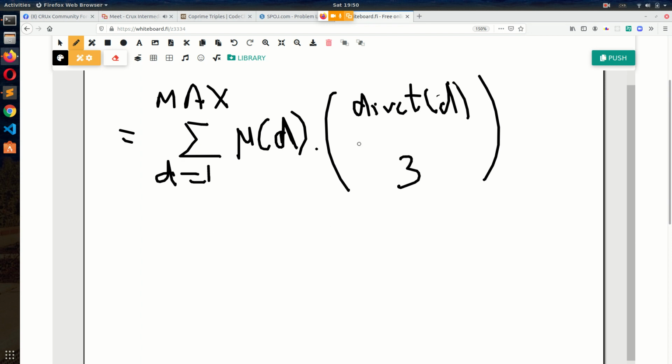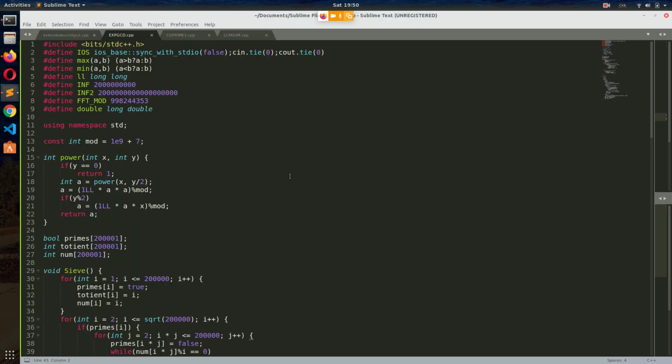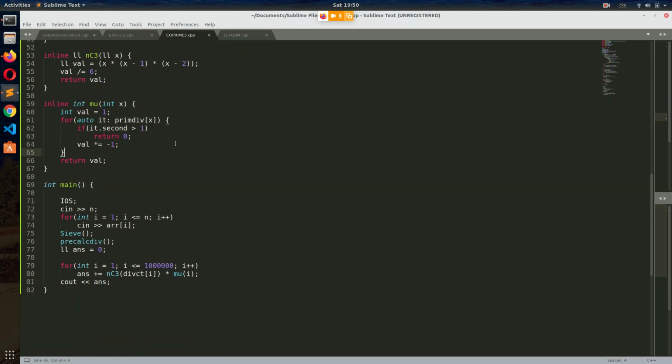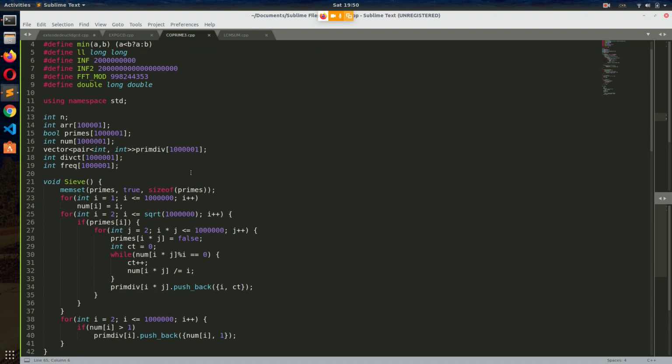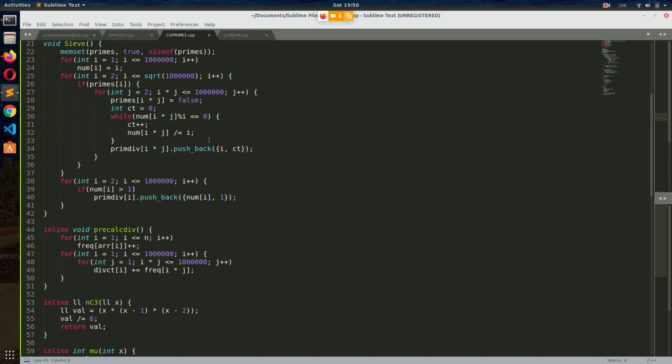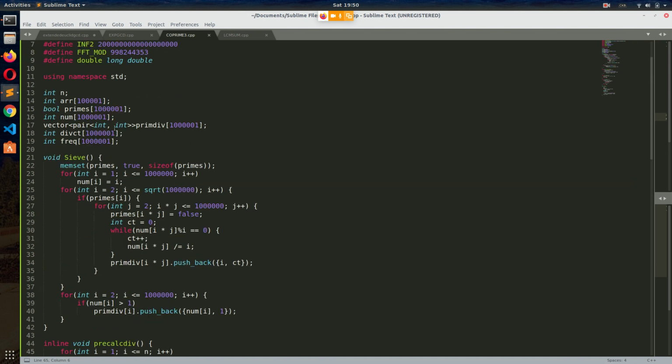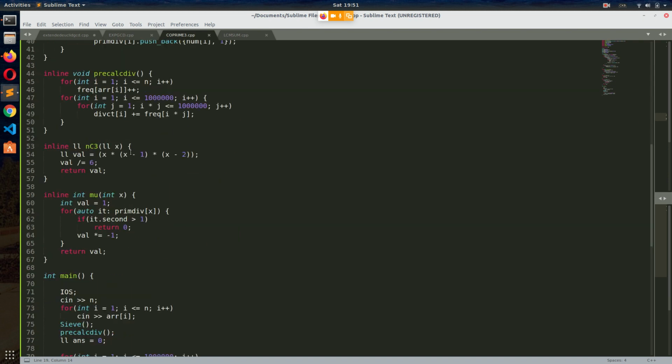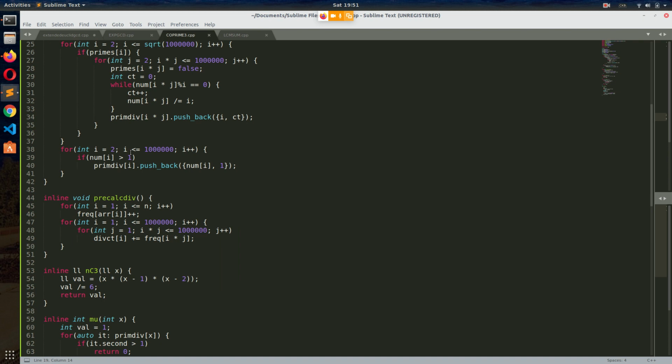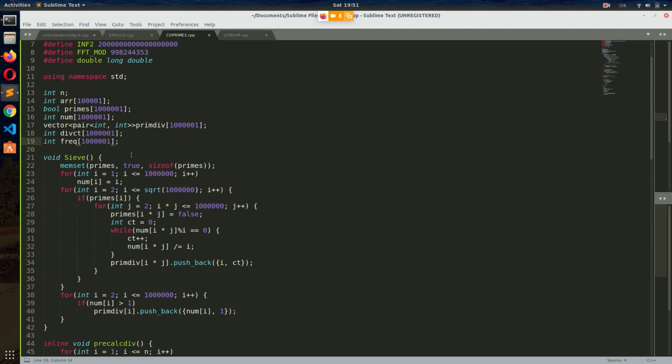So let's move on to the code for this problem. This is the code. Again, the same way to calculate mu, we have prime divisors, which calculates the number of times each factor appears. Basically this calculates the factorization for each number in this array, and diff ct is the number of AIs which I divides basically. Like we mentioned earlier, frequency is the number of times each number occurs in the array.